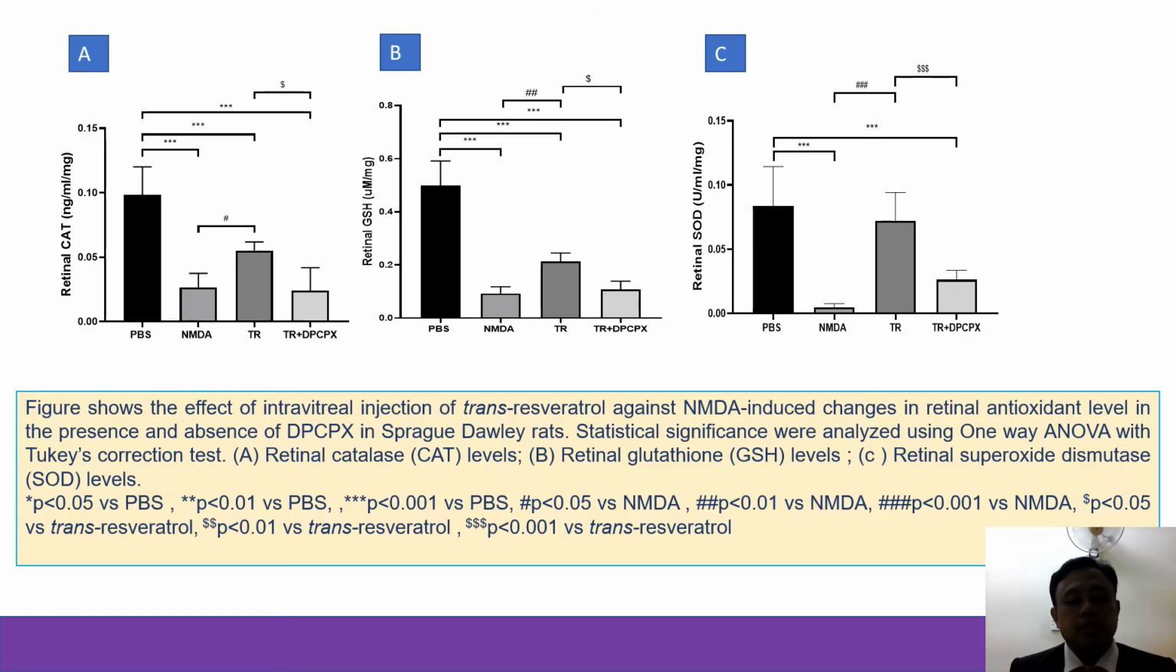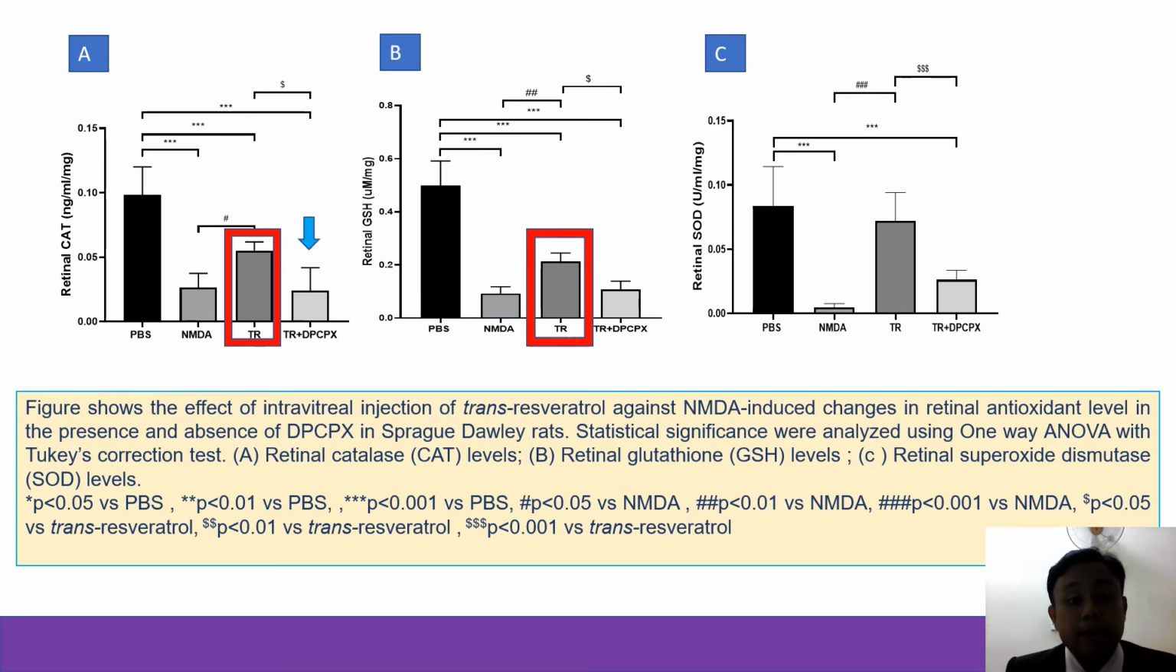So here are my results. Let's go through them one by one. A represents retinal CAT. As we can see, the TR treated group showed a higher level of retinal CAT as compared to the NMDA group, indicating higher activity of the CAT antioxidant. In contrast, the TR-DPCPX group showed lesser levels of CAT, indicating lesser activity of the CAT antioxidant.